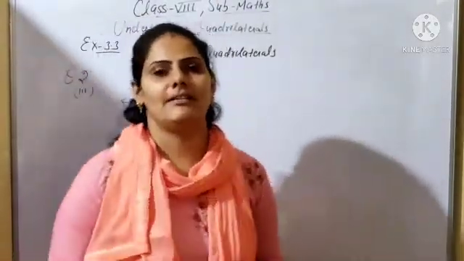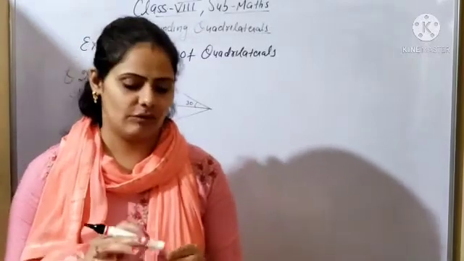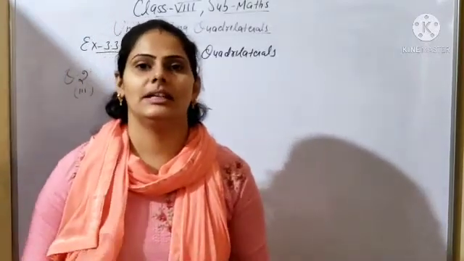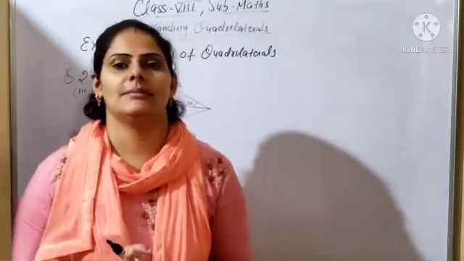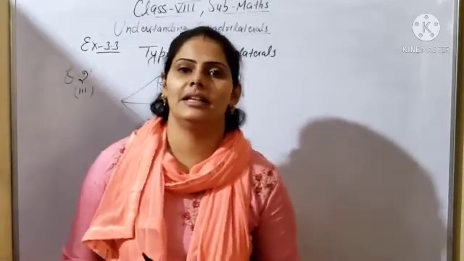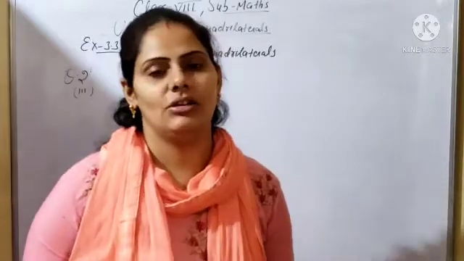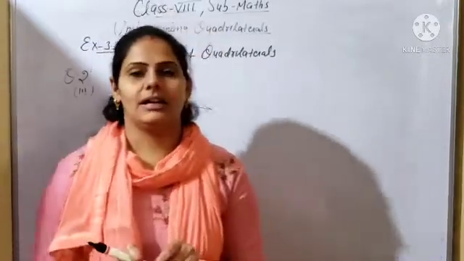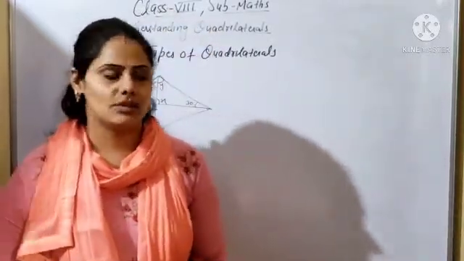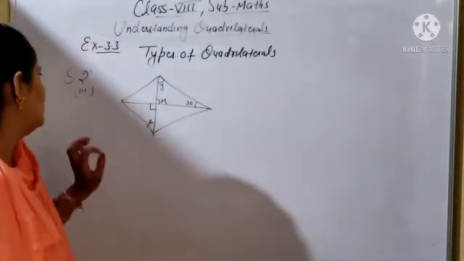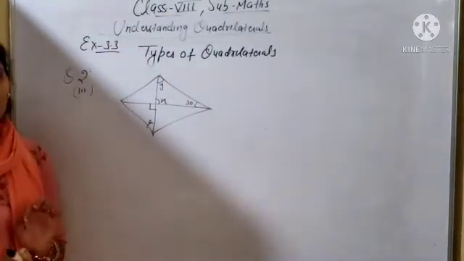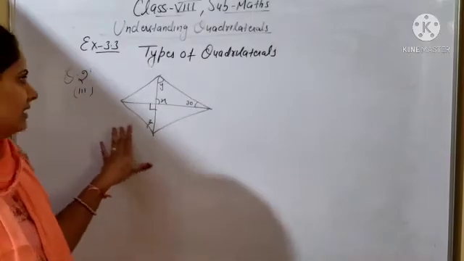Once again, we will start our topic, understanding quadrilaterals, and we were doing the types of quadrilateral. In types of quadrilateral, I have already explained the trapezium, what a kite is, what a parallelogram is, and what the properties of a parallelogram are. Beta, we were doing question number two. The first and second parts I have explained, so today we will start our third part.